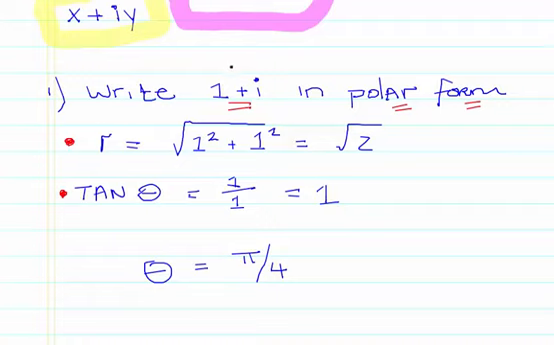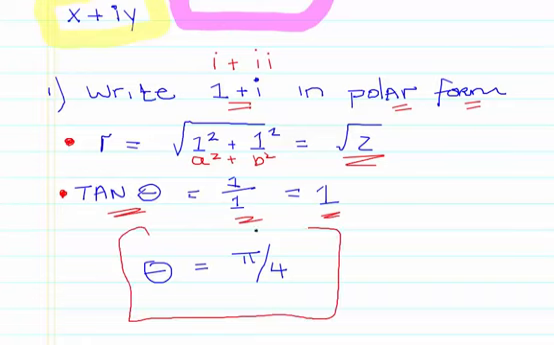R equals, so we can write that as 1 + 1i, if you get me. So a and b: a is 1, b is 1. So 1 squared plus 1 squared, which is a squared plus b squared, just gives us the square root of 2. Tan theta, the argument, is 1 over 1, that just gives us 1. So essentially the argument is pi over 4. So these are two critical components, square root of 2 and pi over 4.